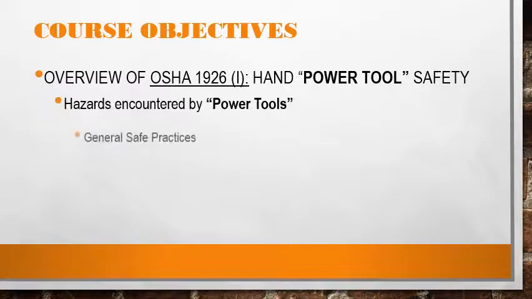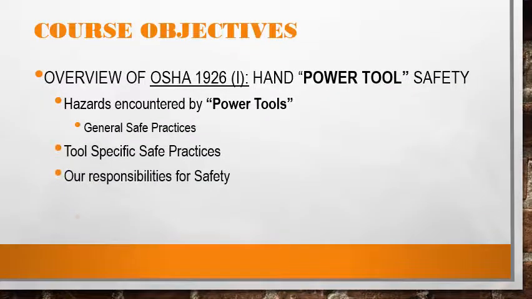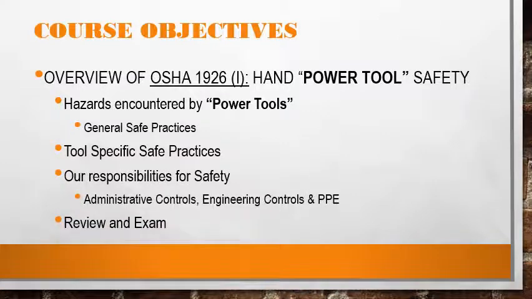So our course objectives today are to do an overview of OSHA 1926, subpart I, which is hand power tool safety. And for simplicity, we're going to use the word power tool instead of hand power tool to cover this subject. We're going to talk about the hazards encountered by power tools. We're going to look at general safe practices for power tools. We're going to look at tool-specific safe practices, our personal responsibilities for safety, including administrative controls, engineering controls, and PPE, and then we're going to review, then we'll have our exam.